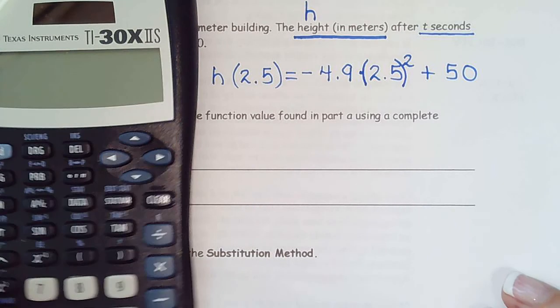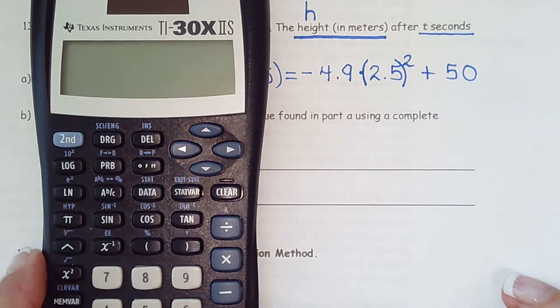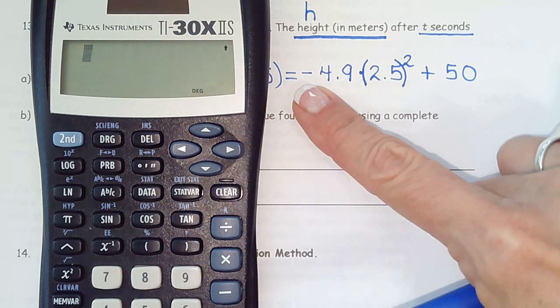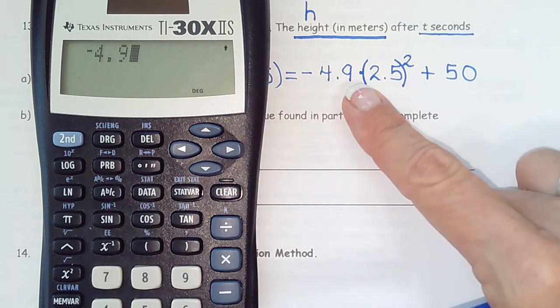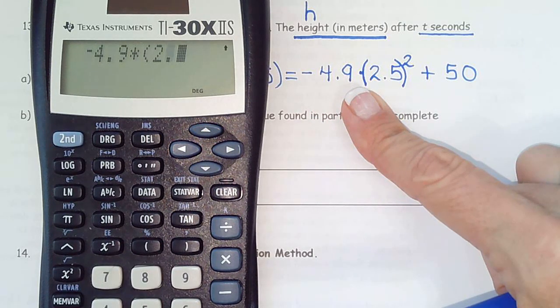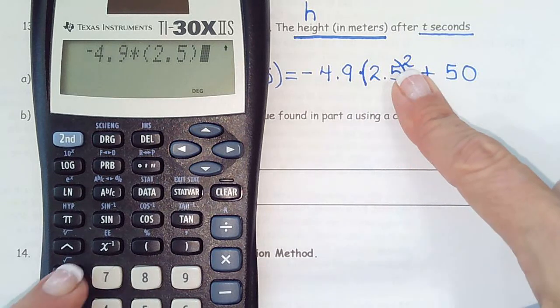So let's go ahead and type that in. Remember, you don't type the left side in. That's your function notation, just the right. So that's a negative 4.9 times parentheses 2.5 close, then hit your X squared.